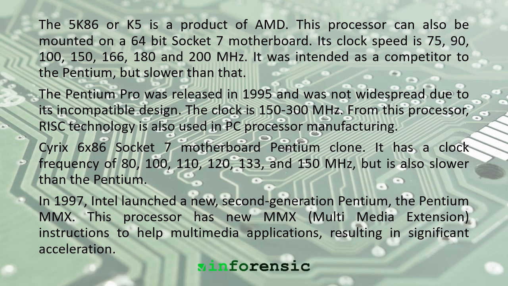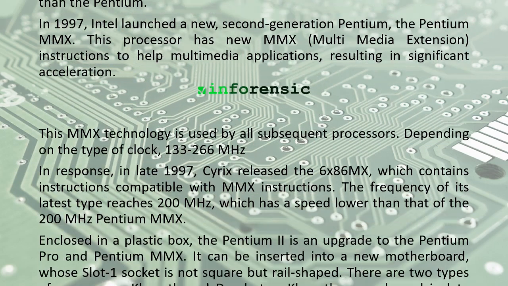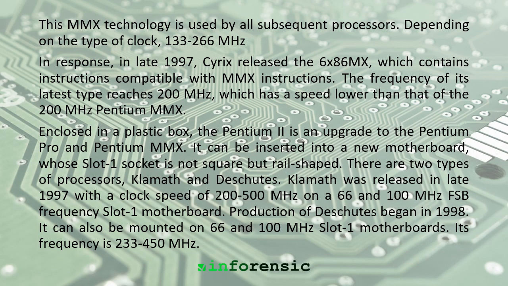This processor has new MMX (multimedia extension) instructions to help multimedia applications, resulting in significant acceleration. This MMX technology is used by all subsequent processors. Depending on the type, the clock is 133 to 266 MHz. In late 1997, Cyrix released the 6x86MX, which contains instructions compatible with MMX instructions. The frequency of its latest type reaches 200 MHz, which is a speed lower than that of the 200 MHz Pentium MMX.